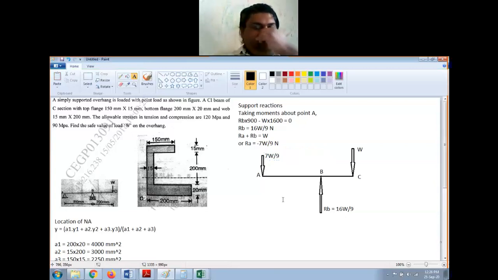So we have to find the bending moment now. See, the bending moment will be 0 at A and C. This is the end support and this is the free end. So the bending moment will be 0 at these 2 points. So the maximum bending moment will be at point B, which is the support.